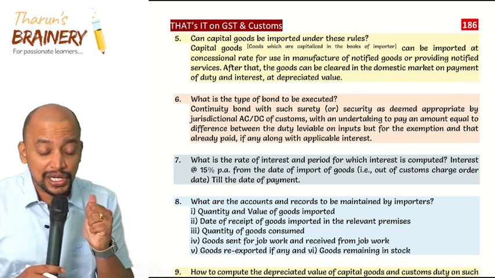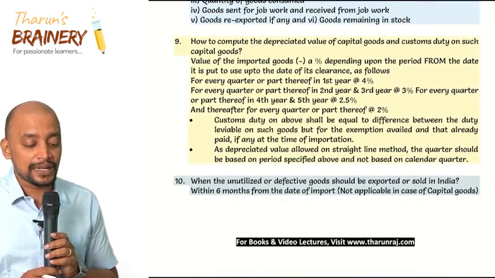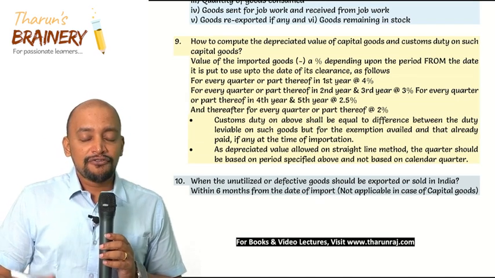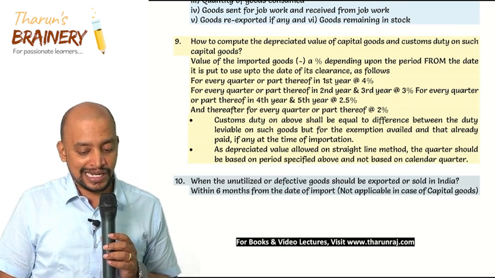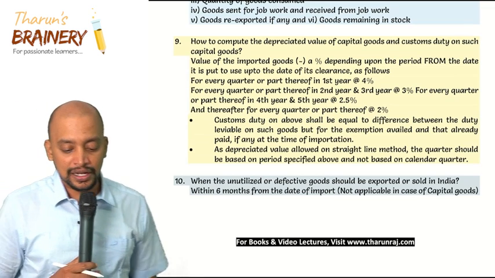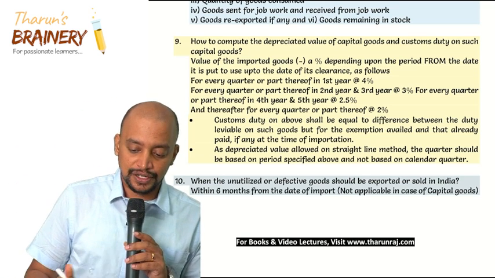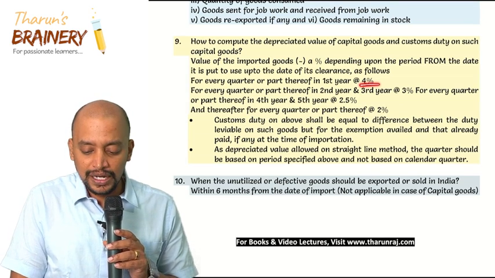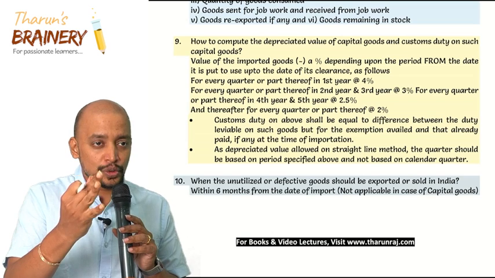What is the depreciated value? You can see in FAQ number 9, what is the depreciation? We need to take depreciation as 4% for every quarter or part thereof in the first and second year, then 3% for every quarter or part thereof in the third and fourth year, 2.5% for every quarter or part thereof in the fourth and fifth year. So these percentages you can see. Just remember the percentages: 4, 3, 2.5, 2.